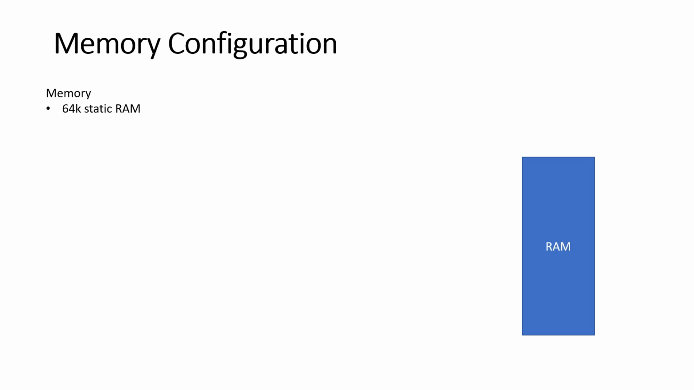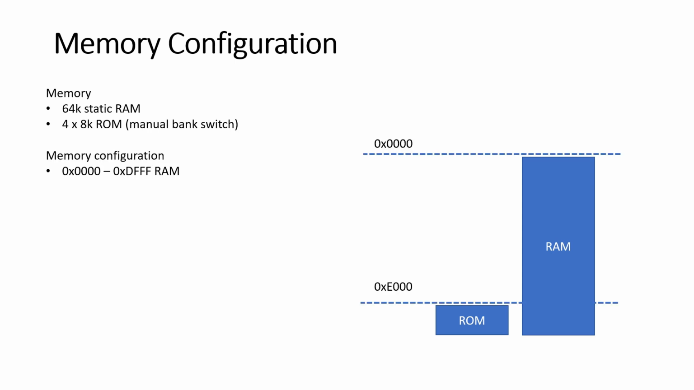The addressable 64K bytes of memory in my build are set up from 64K of static RAM and 4 banks of 8K ROM, which is a manual bank switch, so there is only 8K of ROM during runtime available. The configuration for this memory is there is RAM for programs available between 0 and E000, and there is ROM between E000 and the rest of the address space.